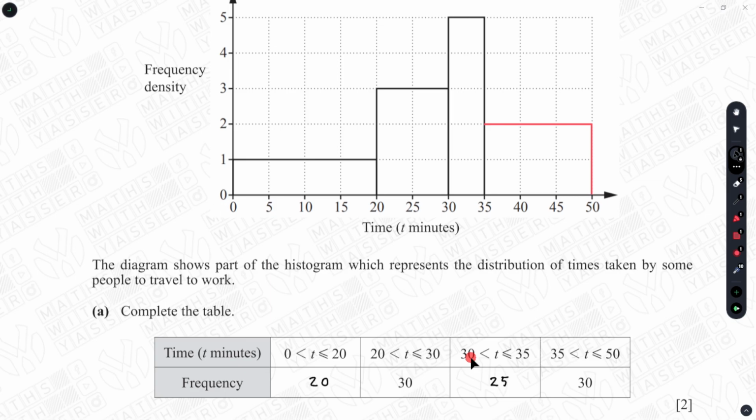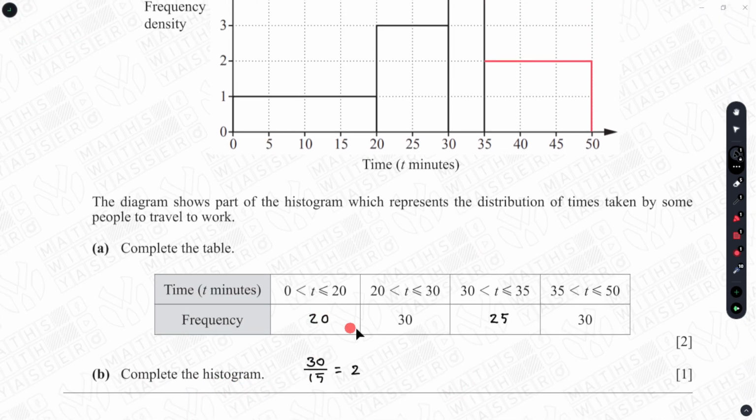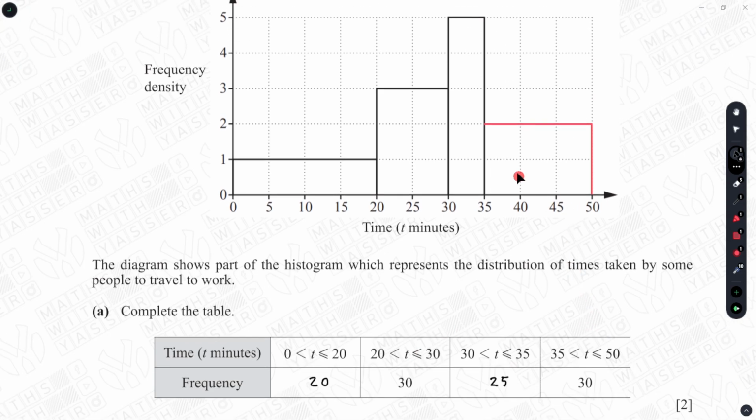And the class width of 30 to 35 represents this bar. So the area of this bar will be 35 minus 30, which is 5, times the height of the bar, which is 5. So it will be 5 times 5, which is 25. Then it says complete the histogram. So only this part of the histogram was missing.